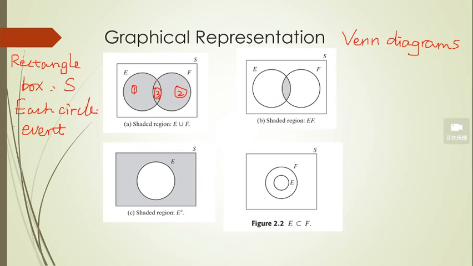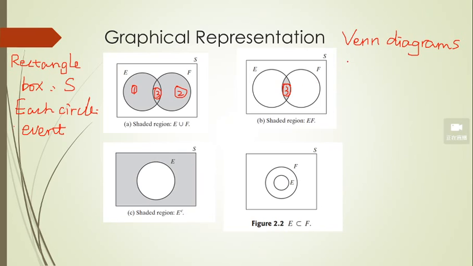You might ask, how about if there is no intersection for E and F? Then you just shade two separate circles, which means the outcomes are either in E or in F. But if they have some overlap, that is the part we call 3, the outcomes both in E and F. That is the graphical representation of E union F. And E intersect F, E and F, consists of all the outcomes that are both in E and in F, which should be this intersection.